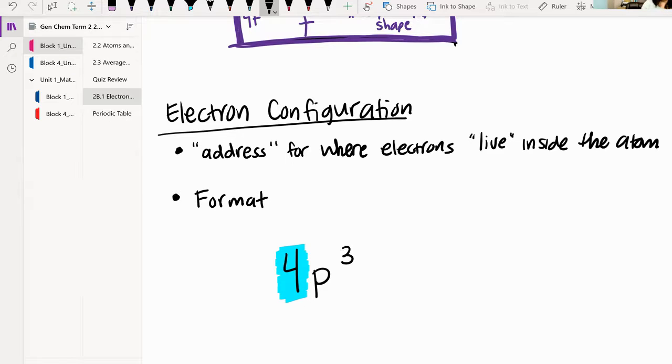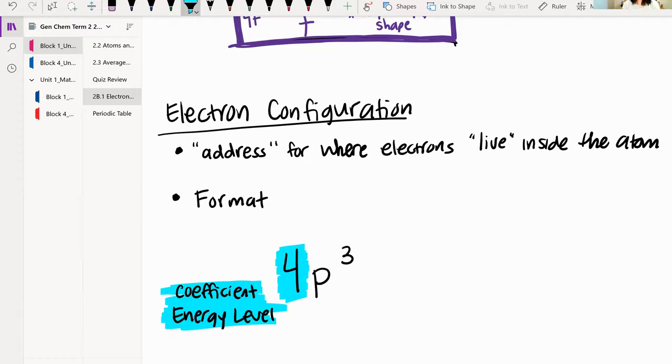Okay, so I'm going to write that down. So that coefficient is the energy level. And I'm all about colors. And so I'm going to say, okay, that coefficient was that big number 4. That tells me the energy level. That'd be like you telling me you live in Virginia Beach. So same thing here. We're dealing with electrons located in the 4th energy level.